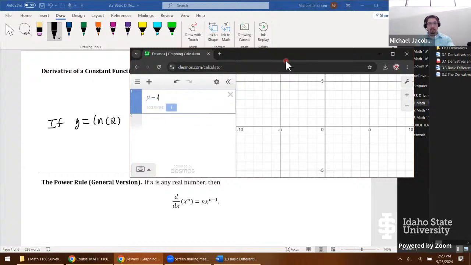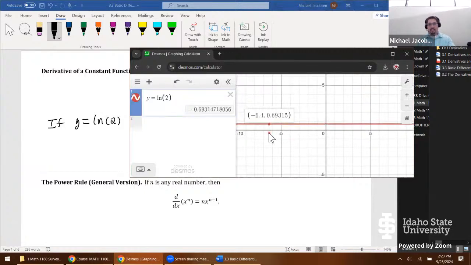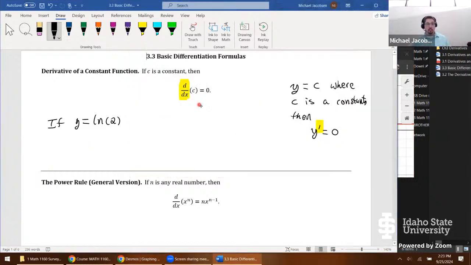Y equals natural log 2. There it is. The height of this function at any point of x is natural log 2, 0.69315 and some change. So no matter where you go, you get that value. The slope of the tangent line at any point is always 0. And so it makes sense. Derivative must be 0. So if y is natural log 2, we can say dy dx is 0. Or we could have just said y prime is 0. Again, this is Newton's prime notation, and this is just our Leibniz notation.